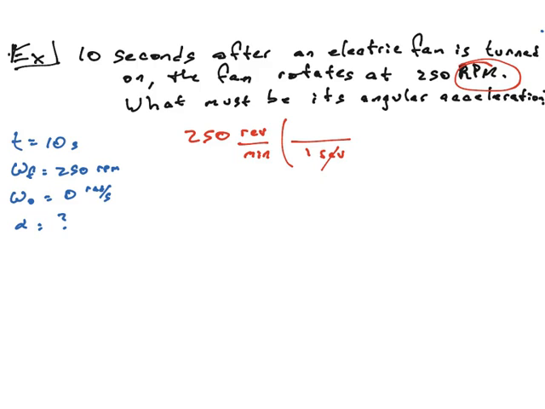1 revolution on bottom cancels it, and I know there's 2 pi radians. All right, next I need to get rid of minutes, so I know in 1 minute, seconds cancel out the minutes, there's 60 seconds. And so now if I multiply through, I get radians per second, which is exactly what I want. So I'm going to multiply 250 times 2 times pi, and then I divide by 60, and I get this final velocity to be 26.18 radians per second.